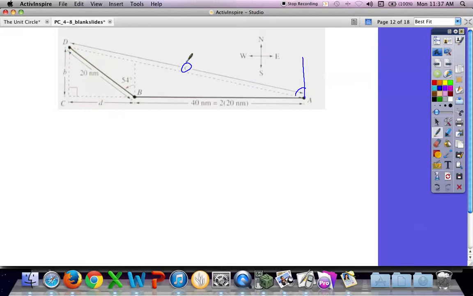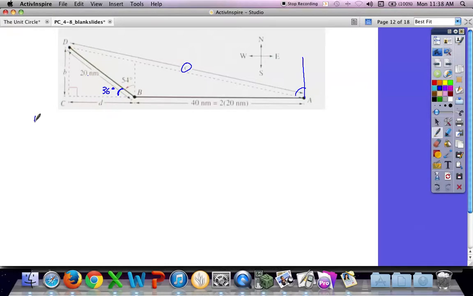The first thing that we can say is that this angle is 36 degrees because these two together must be 90 degrees. There's 36 degrees. Based on that, I can find the values of B and D. It should be that the sine of 36 is B divided by 20. The cosine of 36 is D divided by 20.